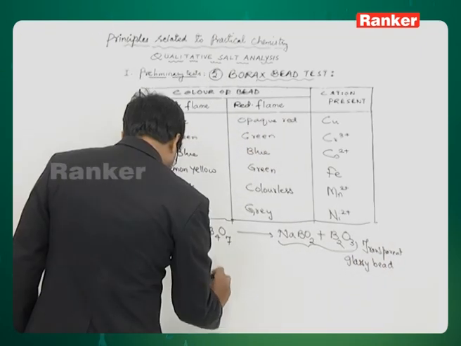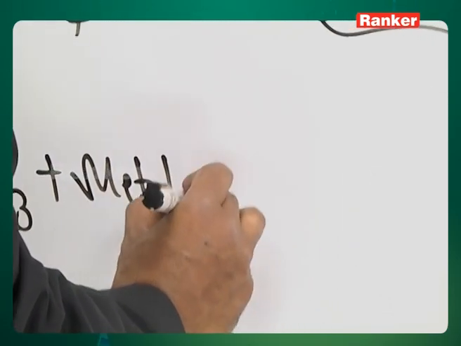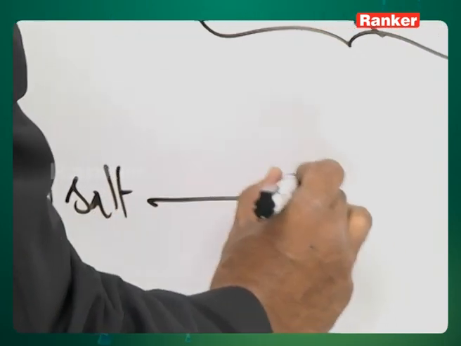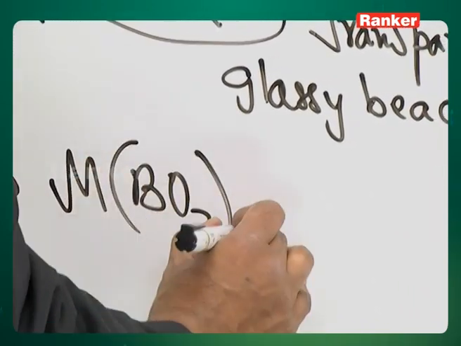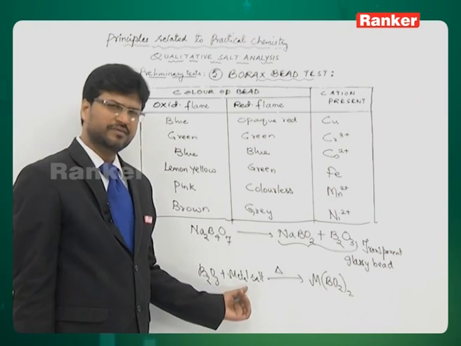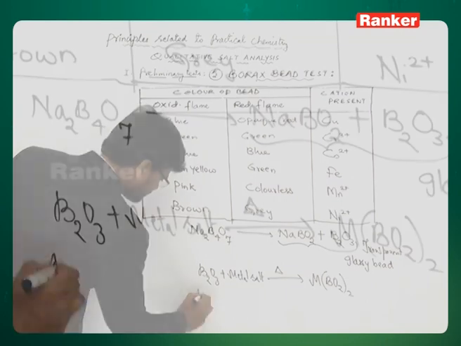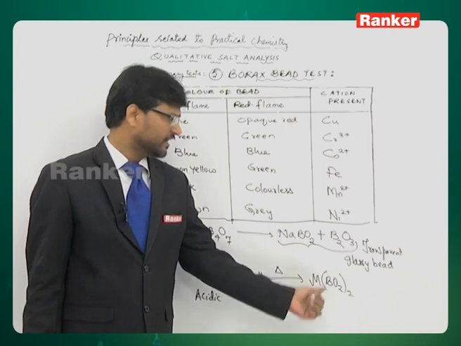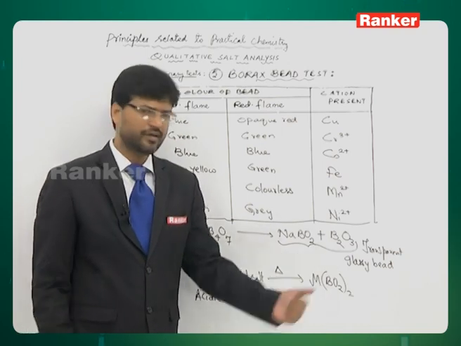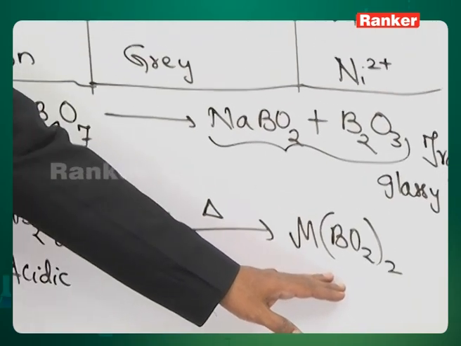Now, B2O3 plus some metal salt, when they are heated together, then you get metal metaborate. Metal salt, when it is heated, becomes metal oxide, which is basic, and it will react with acidic boric oxide and forms a salt, metal metaborate. The color of the bead is due to the color of the metal metaborate. Remember, this is the substance which is responsible for formation of colored bead.